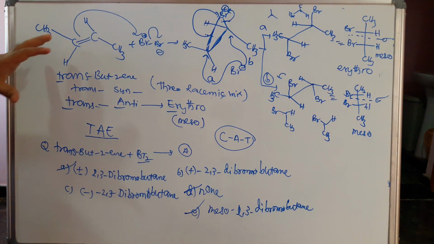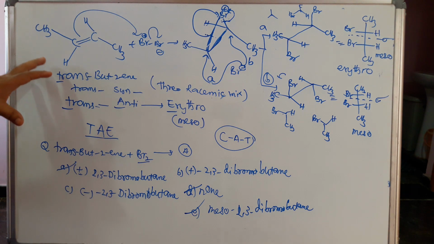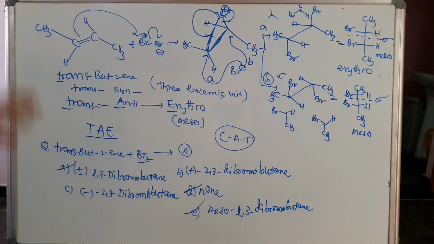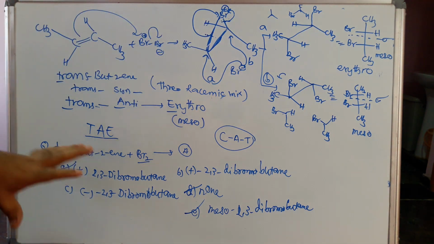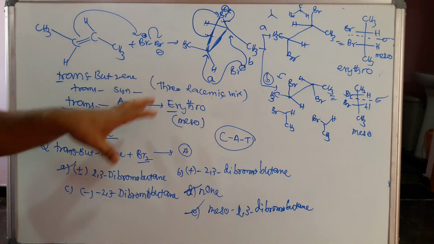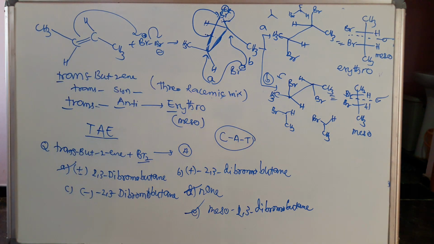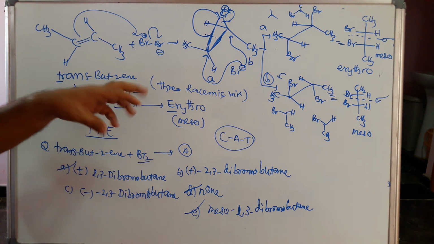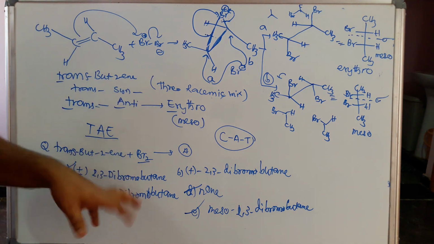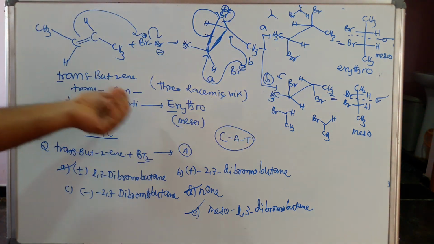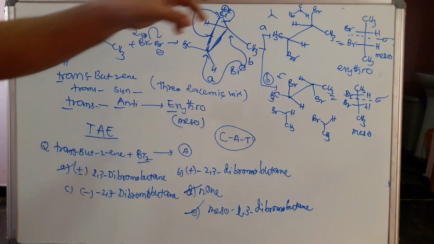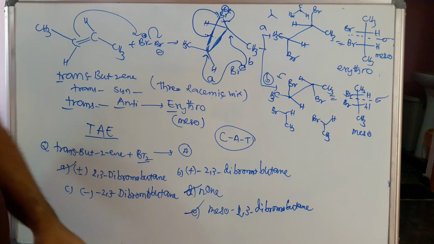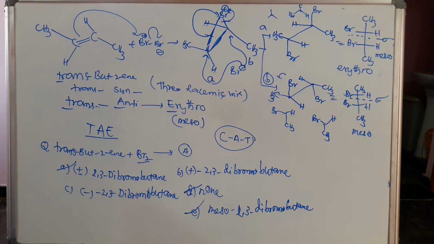These examples are useful up to CET, NEET and JEE Mains level. So this is for remembering purposes. In the examination you don't need to write any reaction. Remember: cis alkene anti-addition gives the threo form, that is racemic mixture. Trans alkene anti-addition gives the erythro form, that is meso, optically inactive. Actually both are optically inactive. Meso is also optically inactive, racemic mixture is also optically inactive. But individually in the threo form, the individual enantiomers are optically active.